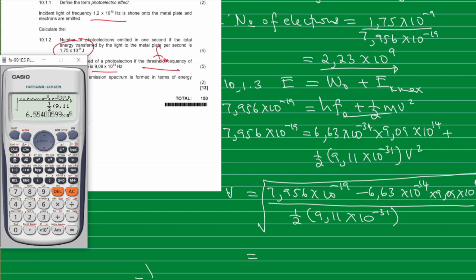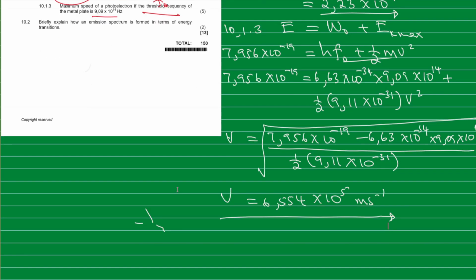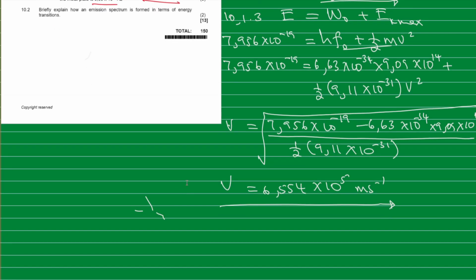So how much am I getting? 6.554 times 10 to the power 5. That is meters per second. So that will give us the velocity of that particular electron, or the photoelectron.